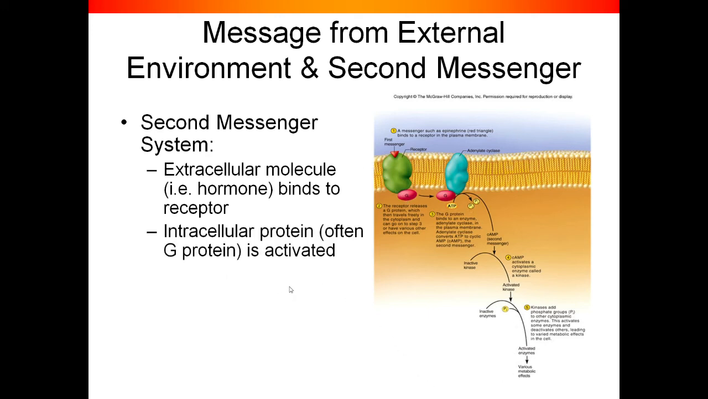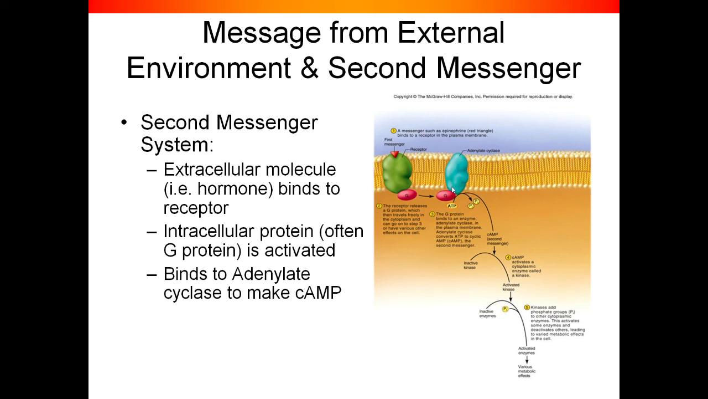Okay. Now, once the hormone, in this case, binds to the receptor, it's going to activate a G protein, some sort of intracellular protein. Often it's a G protein, and it gets activated. And what this G protein is going to do is bind to adenylate cyclase, which is another membrane-bound protein.